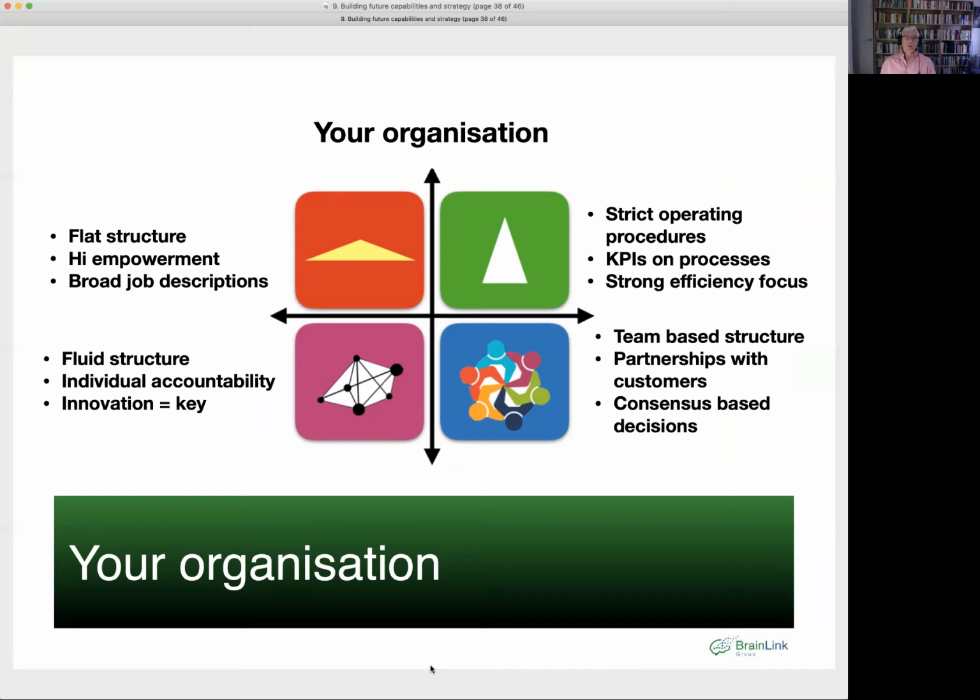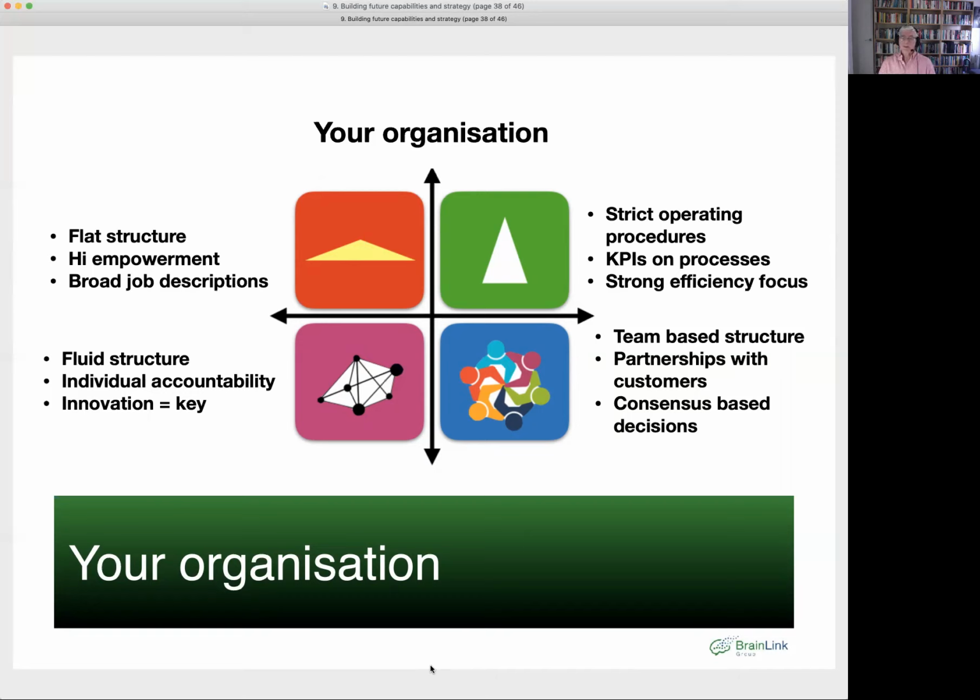Top left-hand corner is a flat structure, high levels of empowerment. People are given broad job descriptions and really are able to respond at the level of contact with the customer to what the customer wants. The top right-hand corner, in order to have low cost and reliability, you really need very strict standards and operating procedures. You need key performance indicators which make sure that processes are followed in a very efficient way and a very efficiency-based culture. That's how you get low cost and reliability.